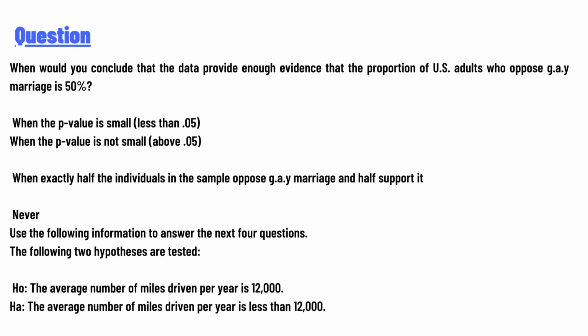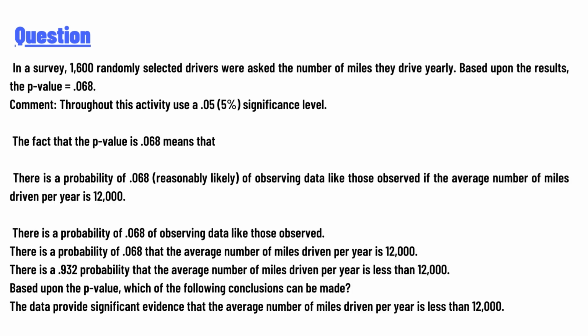The following two hypotheses are tested. H0: the average number of miles driven per year is 12,000. HA: the average number of miles driven per year is less than 12,000. In a survey, 1,600 randomly selected drivers were asked the number of miles they drive yearly. Based upon the result, the p-value is equal to 0.068. Throughout this activity, use a 0.05 significance level.